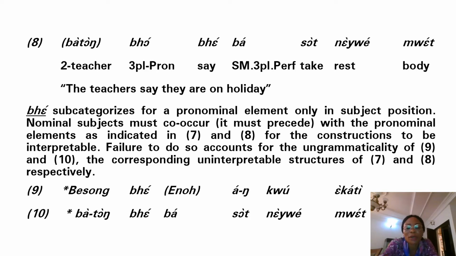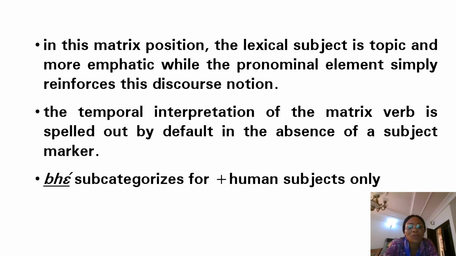Failure to do so accounts for the ungrammaticality of 9 and 10, which are the corresponding uninterpretable structures of sentences 7 and 8, respectively. In this matrix position, the lexical subject is topic and more emphatic, while the pronominal element simply reinforces this discussed notion. The temporal interpretation of the matrix verb is spelled out by default in the absence of a subject marker. Ver subcategorizes for plus human subjects only.